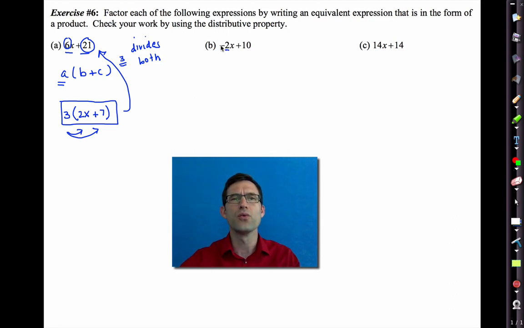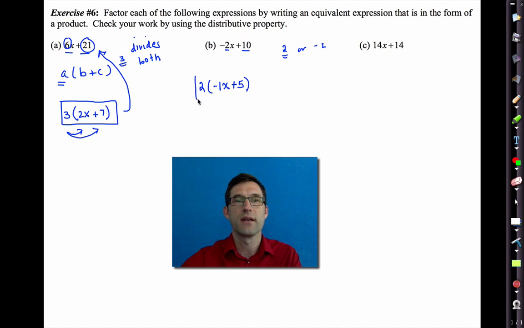So take a look at letter B. Take a look at the 2. Don't worry about the negative and the 10. What number divides both of them? What number goes into both? And that would be 2. Or negative 2, whichever one. Maybe we'll do it with both. If I write it as a 2, then the question is, well, what would I have to multiply 2 by to get negative 2x? And I'd have to have a negative 1x. The 1's actually not mandatory. And then I'd have to multiply it by 5 to get the 10.